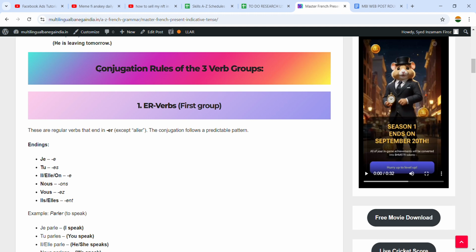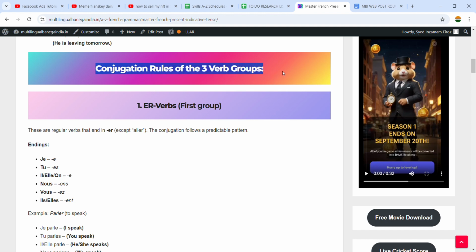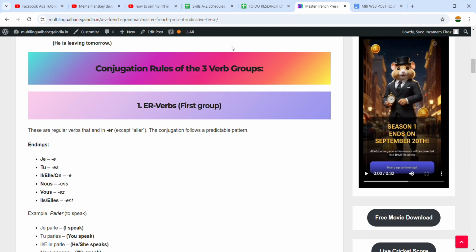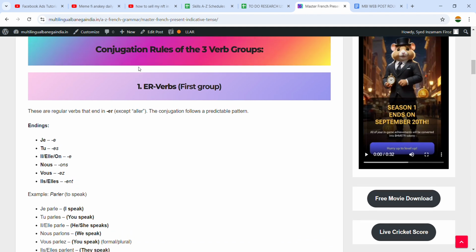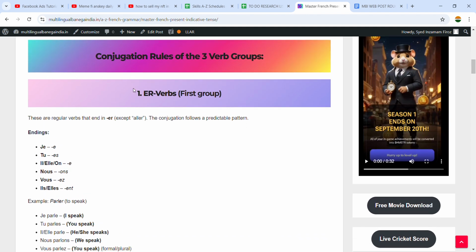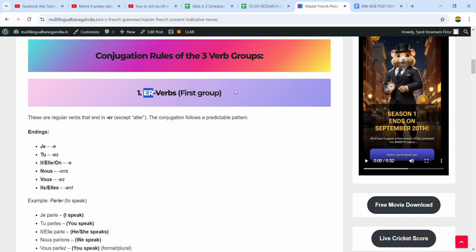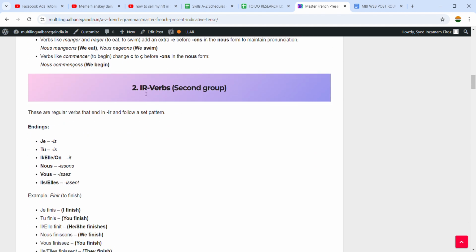First of all, we will look at the conjugation rules of the three verb groups. I have already told you what conjugation is, and what regular and irregular verbs are in the French language. In French, verbs are separated into three groups. The first group is the ER group: if any verb ends with ER, that is the first group. Second, the IR group: if any verb ends with IR, that is the second group, right?